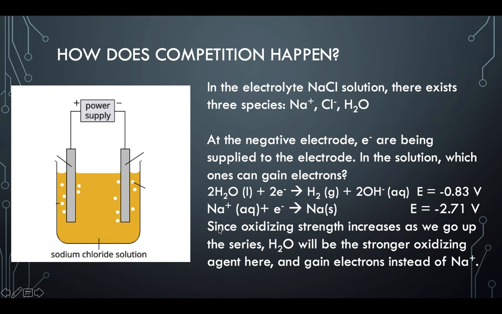So, since water has a stronger oxidizing strength, it's more likely to gain electrons and be reduced. And therefore, water is gaining electrons out of this competition rather than sodium gaining electrons. So sodium cation is just going to stay there because water is always ahead of it. Okay? And as a result, on your negative electrode, you're not really producing sodium metal. Instead, you're producing hydrogen gas.